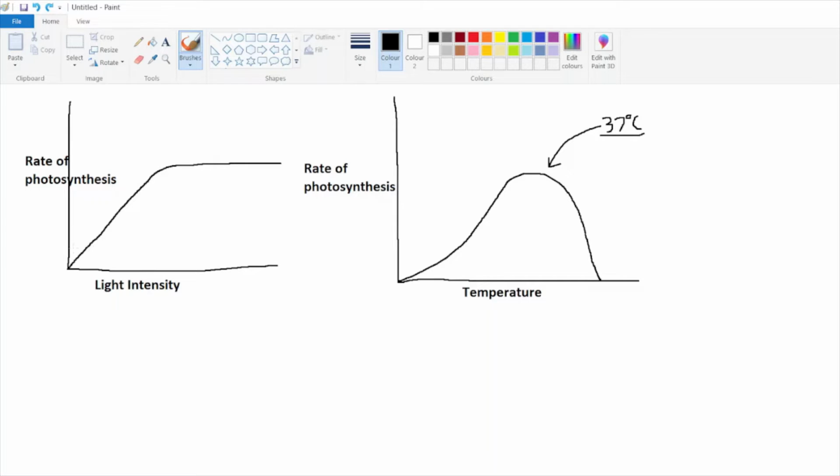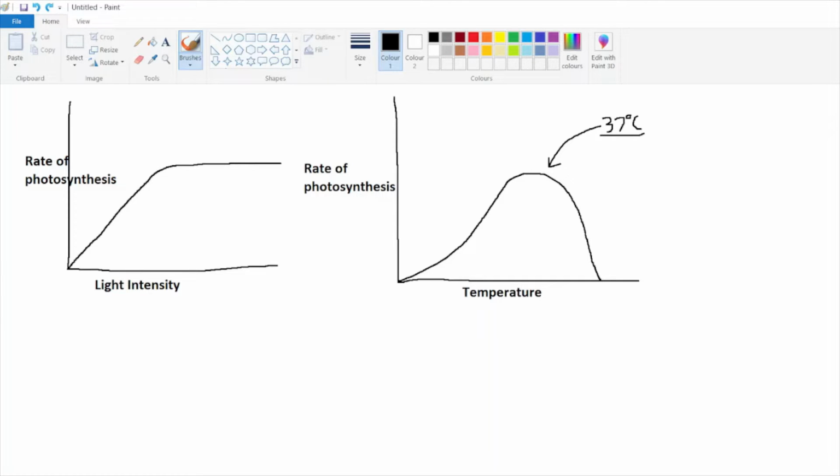So here are the graphs for the factors that affect the rate of photosynthesis. We have light intensity, we have temperature. CO2 is exactly the same as light intensity, so this could also be the carbon dioxide graph, and we don't really need to worry about the graph for chlorophyll. So what the light intensity or carbon dioxide graph shows is that as we increase the light intensity, the rate of photosynthesis increases, but only up until a point, and then it flattens out.